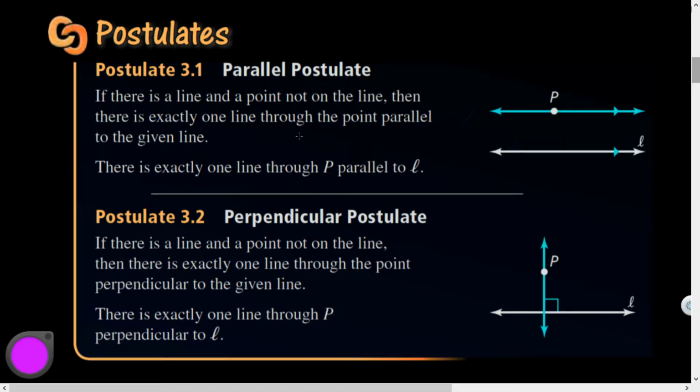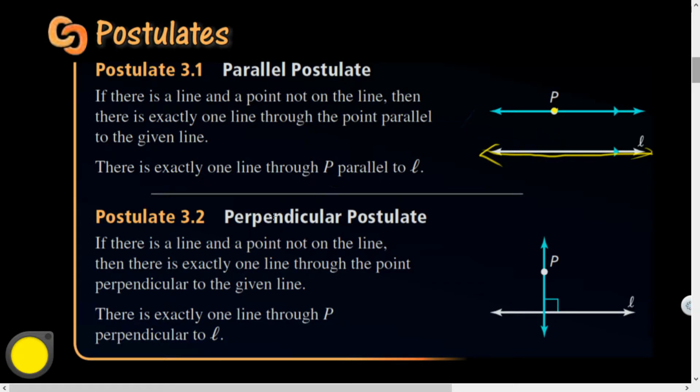Then there's exactly one line through the point parallel to the given line. So if there's a point and a line, there's only one. It's the Highlander, right? There can only be one line parallel through that point.